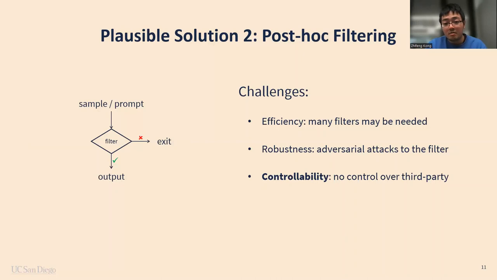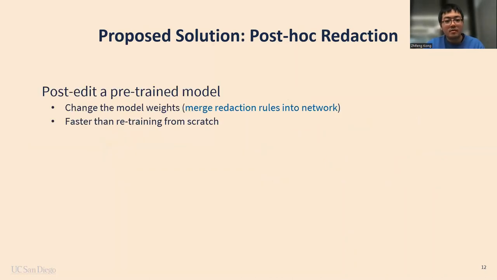First is efficiency. You might need a lot of filters, one filter for each rule, and that can make the inference algorithm less efficient. There's a robustness concern where you can run adversarial attacks on the filter. And most importantly, is the controllability of a third party. Imagine that you want to open source your model, or you want to hand your model to a third party. They might just decide not to use the filter. They can just take the code and remove the filter and generate whatever they want, and you lose control. So we don't want that to happen.